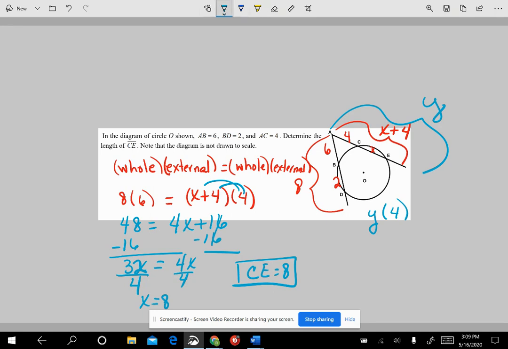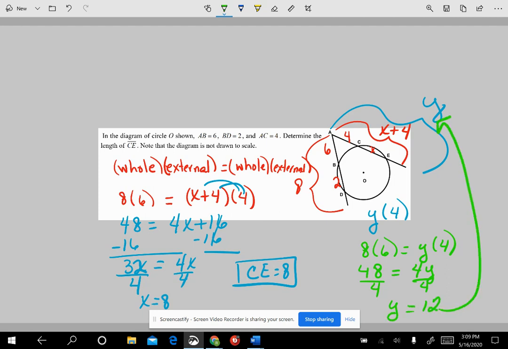Now, if I had done it the other way, I would have 8 times 6 equals y times 4. So that's 48 equals 4y. Divide by 4, and I get y equals 12. If y is 12 and I subtract 4, the external part, I will still get CE to be equal to 8.